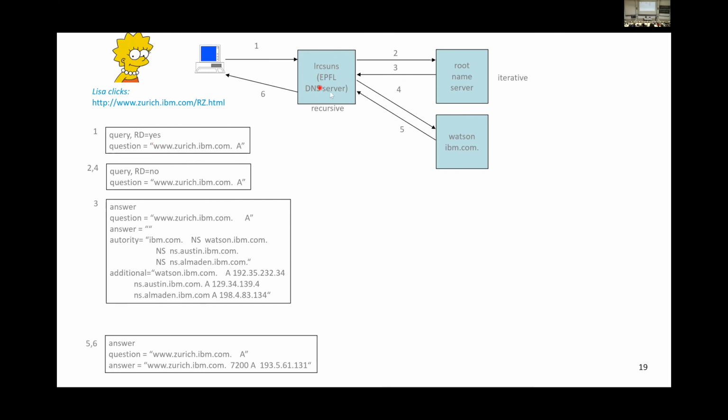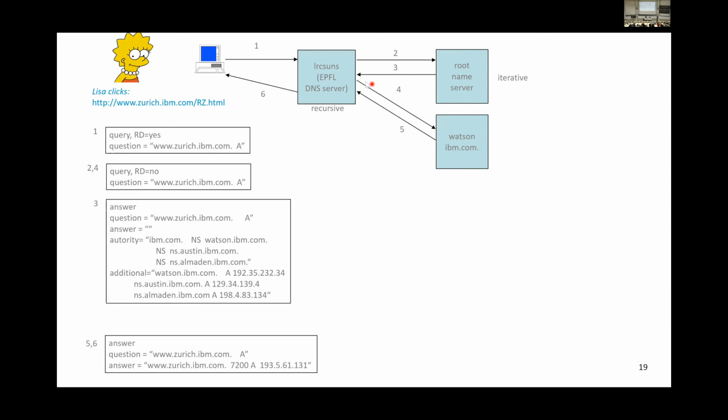Then this DNS server may have the answer, but if IBM is not so popular at EPFL, perhaps this information is not available. It's not available because it's not the job of EPFL to have all the DNS names and addresses of IBM. It's the job of IBM. So what the DNS server will do here is ask the IBM DNS server.